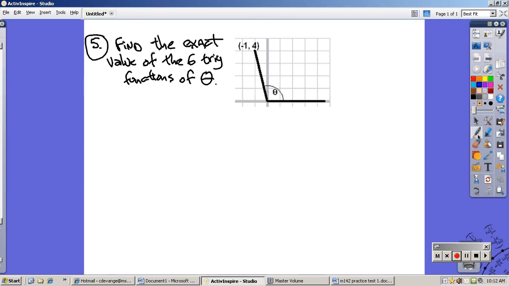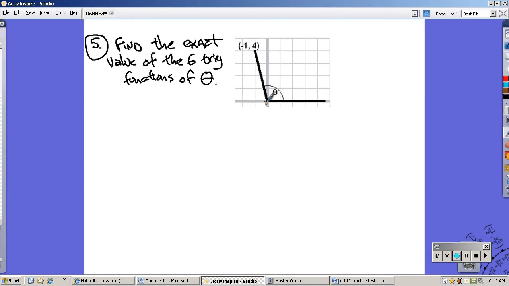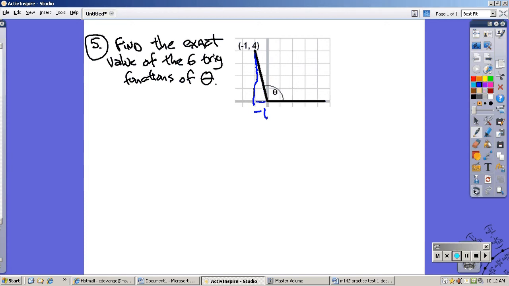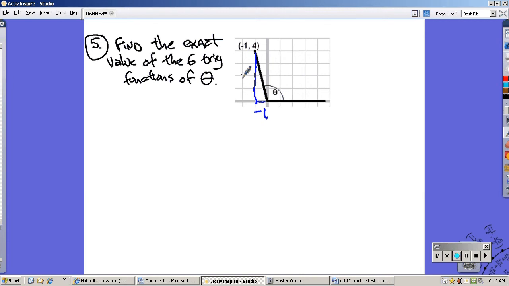And so what I will do, first off, is I know my x value. It's just right there. It's -1. I know my y value. It's right there. It's 4. I'm just thinking about how this is a right triangle right here, where this side's -1, this side's 4.